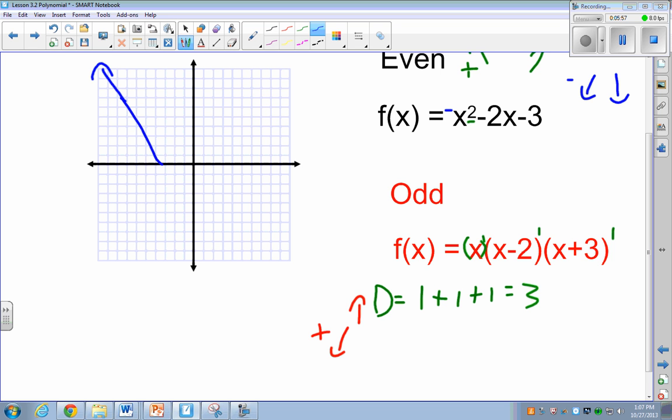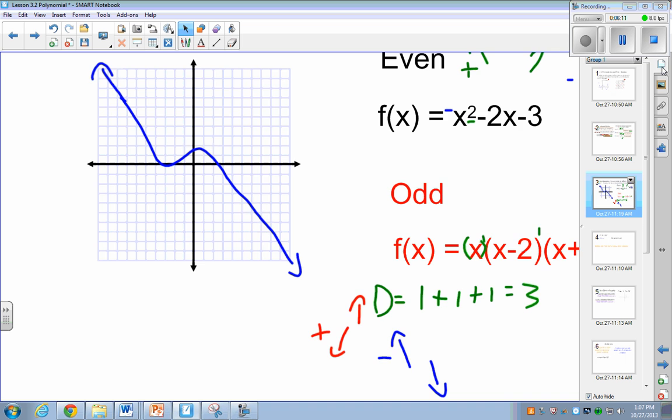So we'll be decreasing at the beginning, decreasing at the end. So that's what it'll look like if it's negative. So definitely some good things to have written down for later on. Okay.